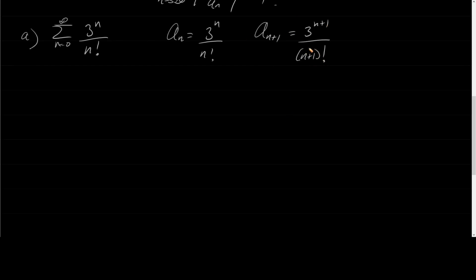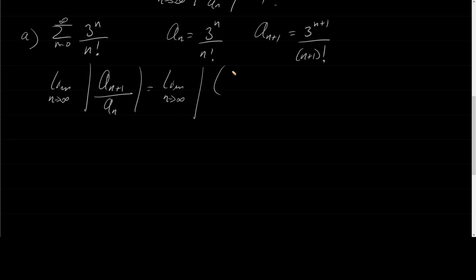Alright, so now, what we want to do here is we're going to take the limit as n goes to infinity of the absolute value of a sub n plus 1 over a sub n. And what does that give us? Well, let's see. We have the limit as n goes to infinity of the absolute value of a sub n plus 1, which was 3 to the n plus 1 over n plus 1 factorial, over a sub n, which was 3 to the n over n factorial. Alright, at that point, well, let's look at this. We've got a fraction divided by a fraction. That means we can multiply it by the reciprocal. And here, these absolute values are not really doing anything because everything inside there is positive.